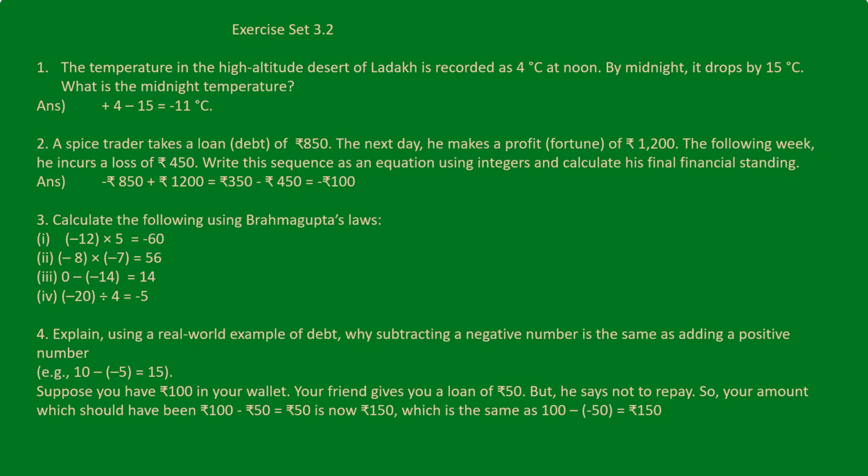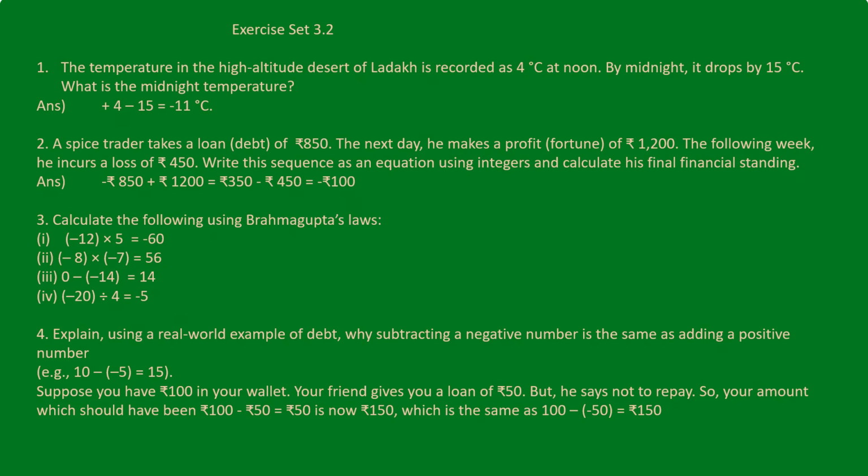Let's look into some exercise problems. The temperature is 4 degrees at noon. By midnight, it drops by 15. So that is 4 degrees centigrade above 0. From 4 degrees, if it drops by 15, we are supposed to find the exact temperature. It is nothing but 4 minus 15, which is minus 11 degrees centigrade.